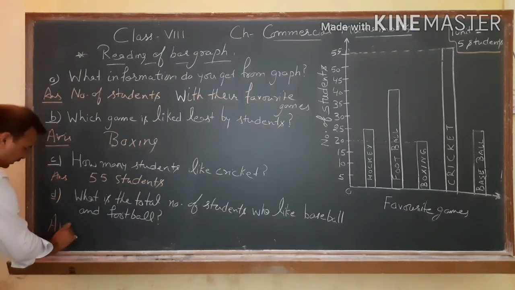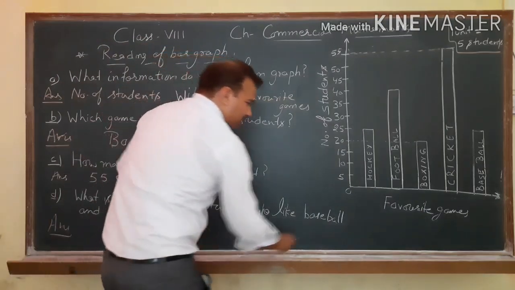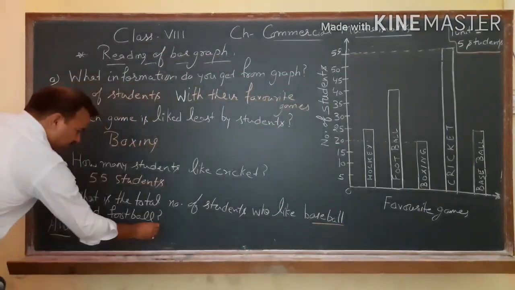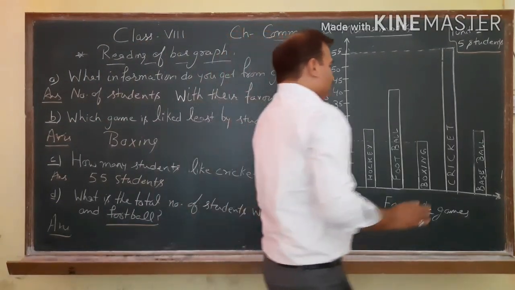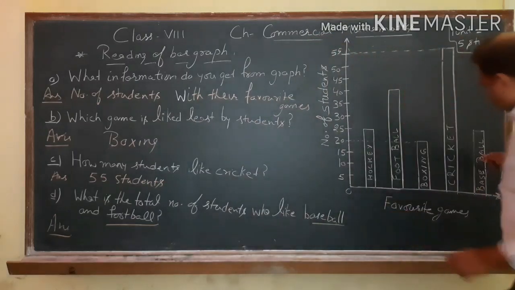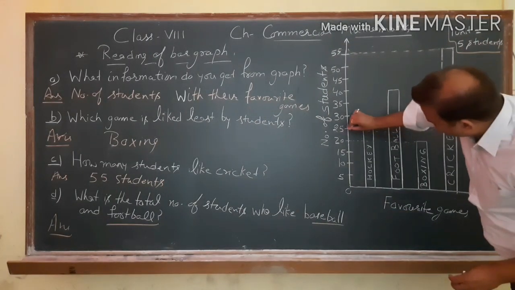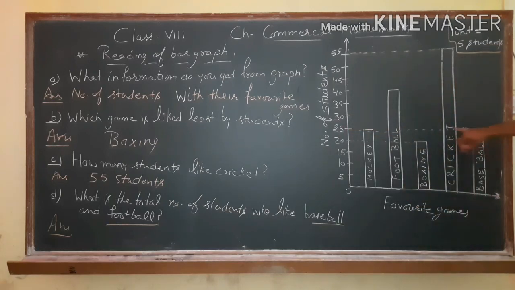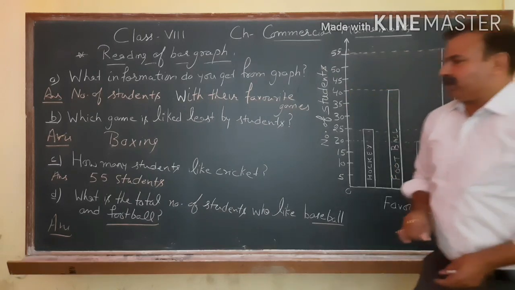Now last answer D. What is the total number of students who like baseball and football? So first of all, football and baseball. So we have to see baseball. So you can see this is a baseball. We can draw a graph. This will come on the 25. Baseball comes on the 25, and second is football. Football is this one. This comes on the 40.